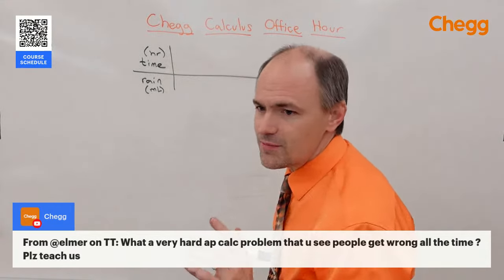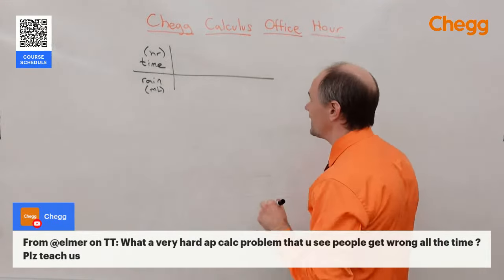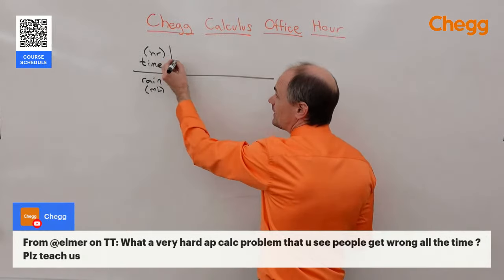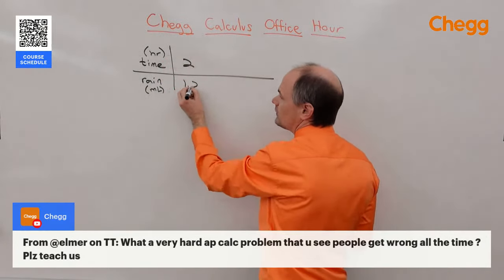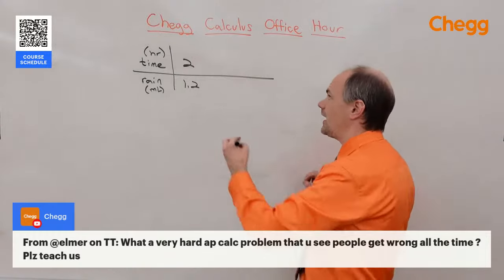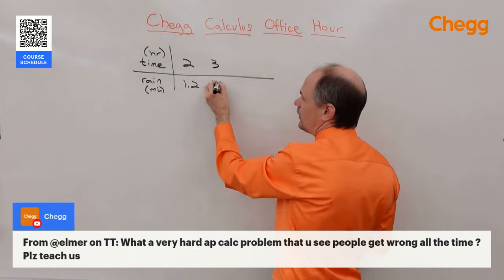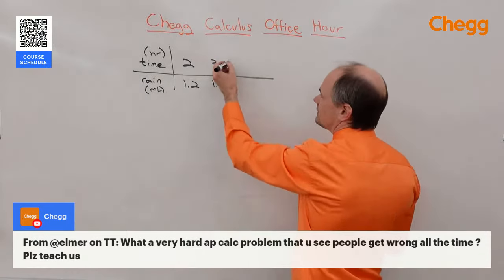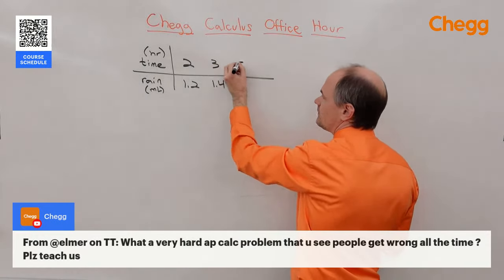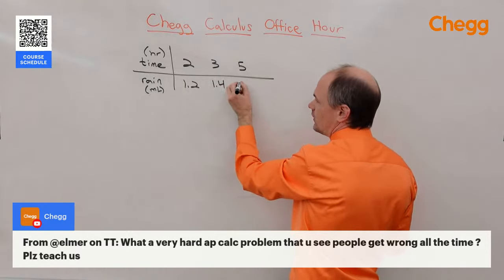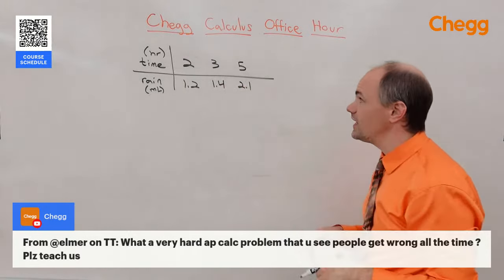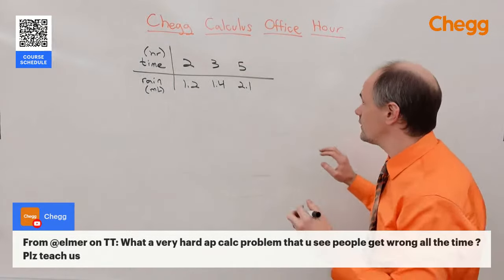Oh, great question just came in about the tabular method. Hold on to that, we'll hit that one next. Okay, so we're going to know maybe at 2 hours, there's 1.2 milliliters of rain. At time 3 hours, there's 1.4 milliliters of rain. At maybe 5 hours, there's 2.1 milliliters of rain. And they'll go on and give you several points.